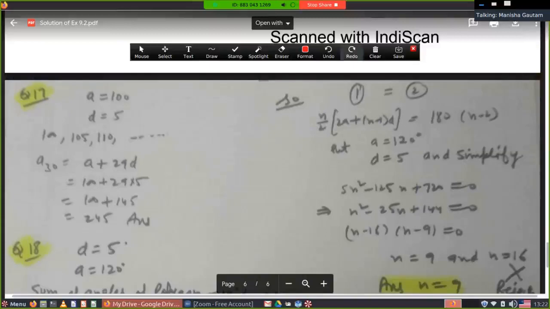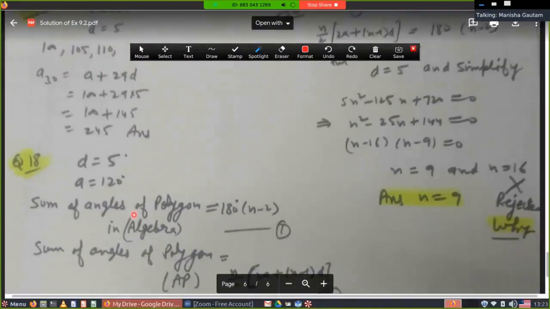It means A is given: A is 100, D is 5. The sequence will be 100, 105, 110, and you have to calculate the 30th installment. It means you have to calculate the 30th term. A plus 29D, put the value of A and D, and you will get the answer, that is 245. That's a very important question.